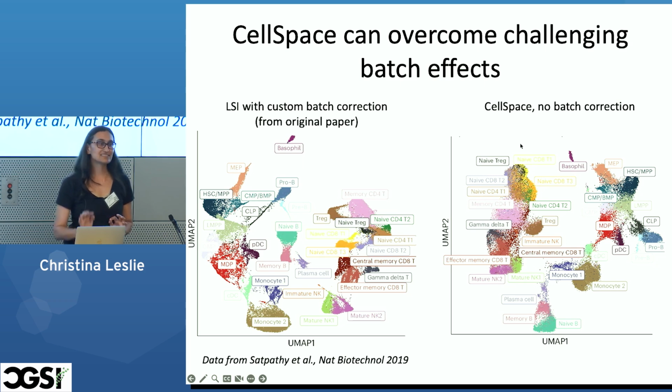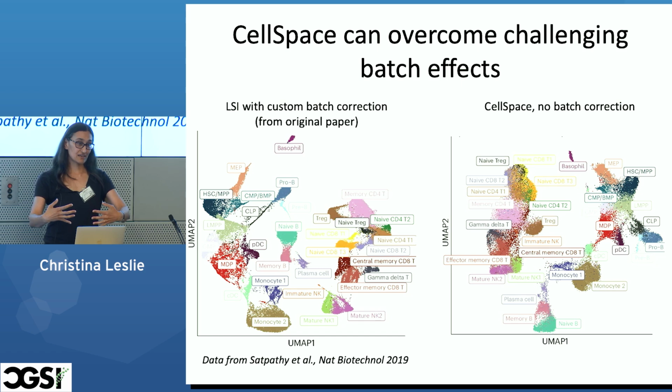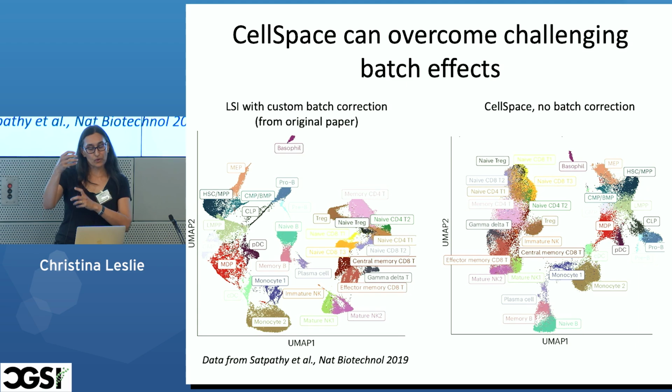And on the right is CellSpace, no batch correction. Okay, we're not even using a batch covariate. We're just embedding all the data, and the structure is reasonable, right? We're clustering the cell types properly, and we're also finding correct developmental relationships between cell types. So the bone marrow cell types are here. You have peripheral B cells, and then you have T cells and NK cells, the T lymphocytes.